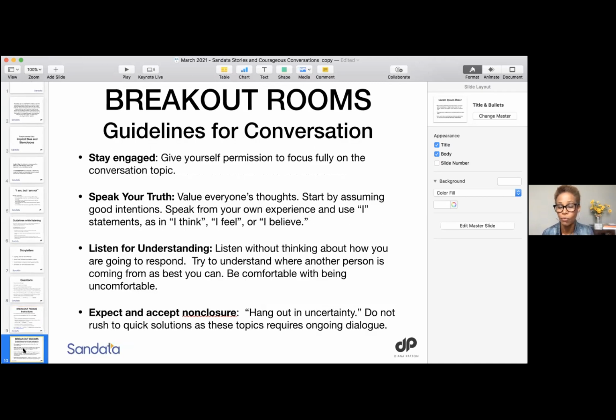And real quickly, before we go into the breakout rooms, stay engaged, speak your truth, right? Use it from the I perspective. Listen for understanding, and expect and accept non-closure. So we're going to be going into our breakout rooms, and we will be there for 20 minutes, and then we'll come back. I know this was a part of the session a lot of people liked last time. So Nina, take us into our break.